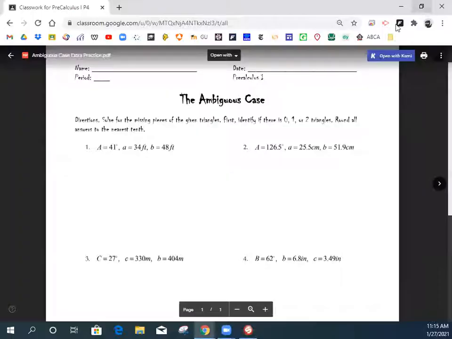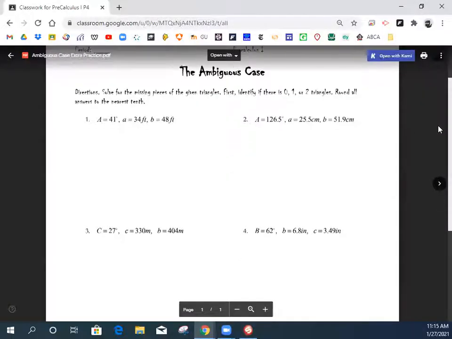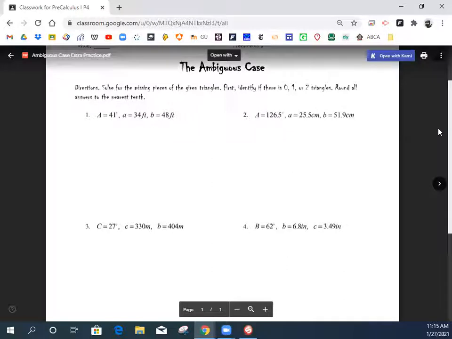If number 2 is one or no triangles, this will take a lot less time. And I see that number 2 is an obtuse angle that we're given. So I know that when it's an obtuse given angle, there can only be one triangle or no triangles.